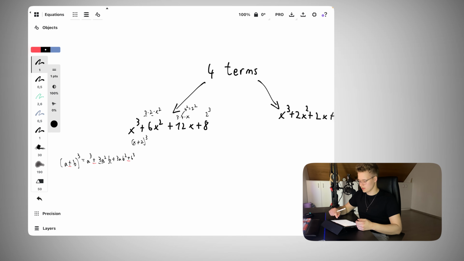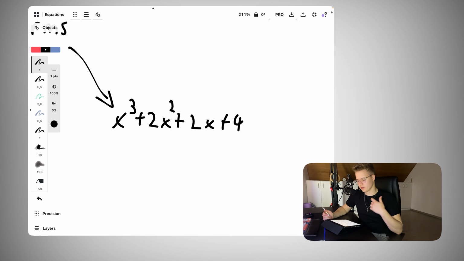And now lastly, we have a new case. If you have 4 terms, sometimes you can factor out something from 2 of the terms and something else from the other 2 terms, and then factor out the new common term. This is a bit hard to explain, so let's just demonstrate it here.